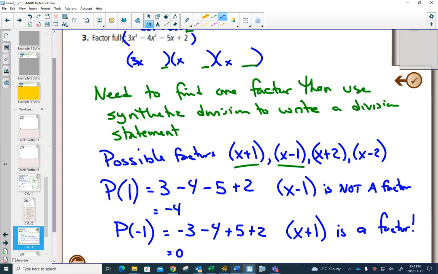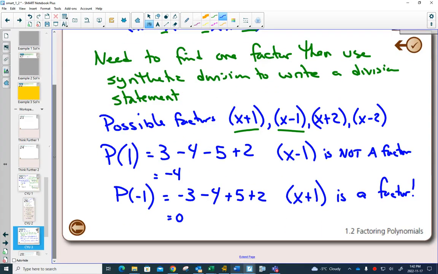The thing that can get your brain messed up is, you see how you keep switching between positives and negatives? Can you see your brain getting mixed up there a little bit? Okay? Now, if x plus 1 is a factor, we found one, we can use synthetic division.